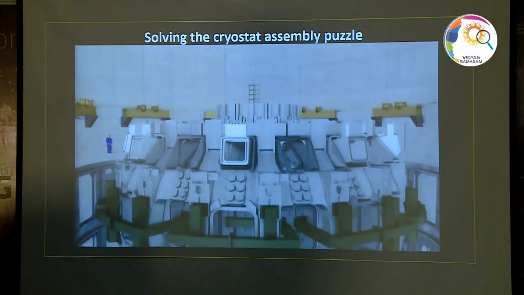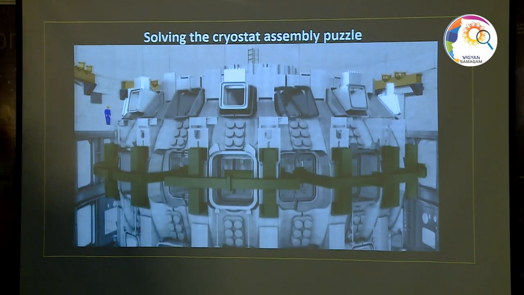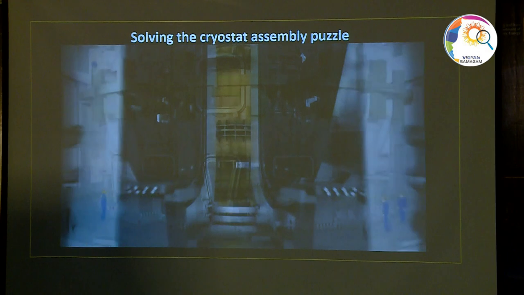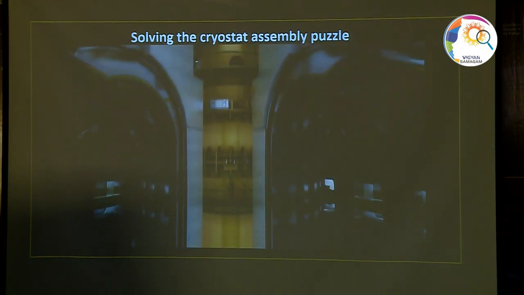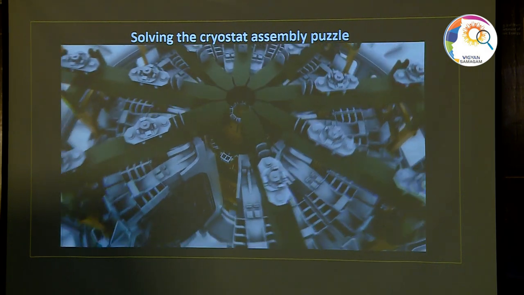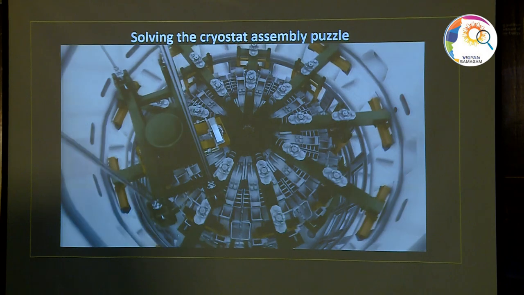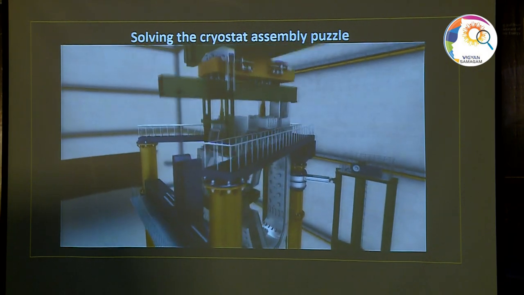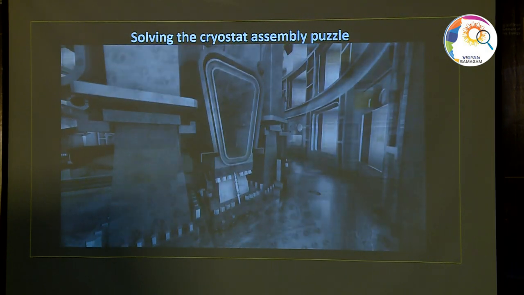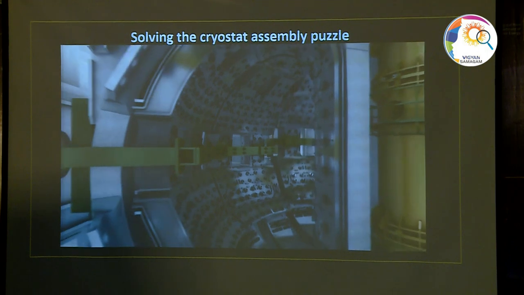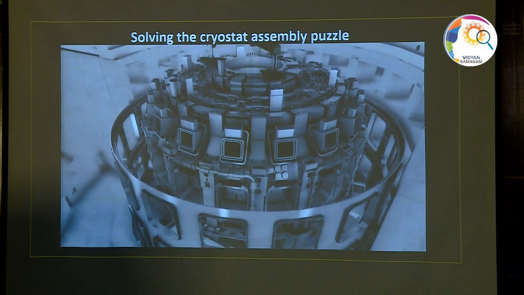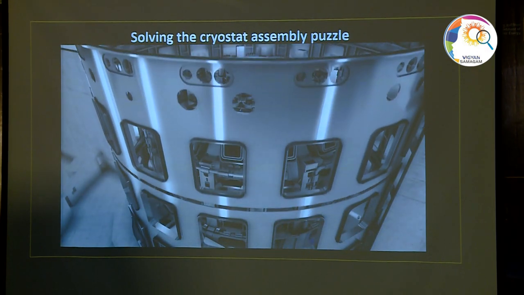ITER will be the world's largest experimental facility to demonstrate the scientific and technical feasibility of fusion power. Look at the size of the machine. 30 meters in diameter and nearly as many in height, the ITER tokamak will house a large number of subsystems and components. The size and weight of the major components, the tiny tolerances for the assembly of major systems, the diversity of manufacturers, the tight schedule, all of these elements combine to make ITER an engineering and logistics challenge of enormous proportions.